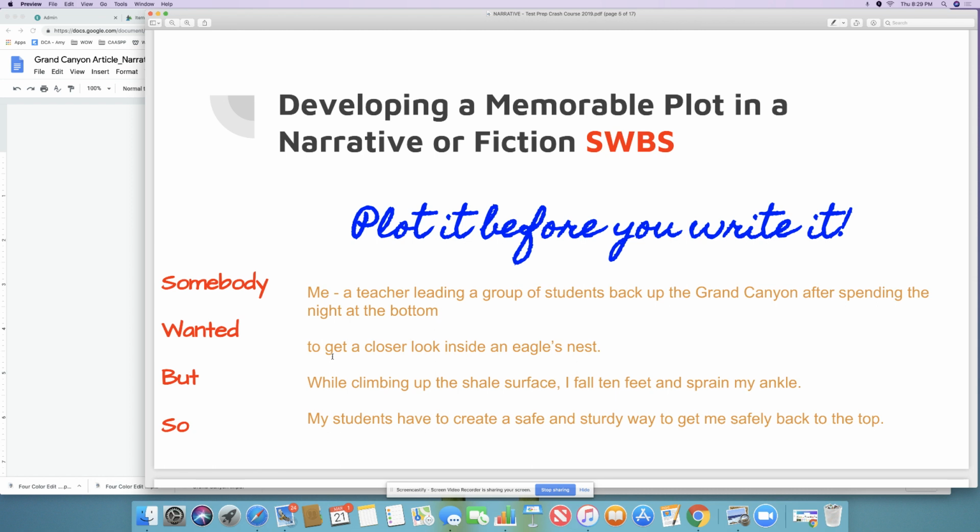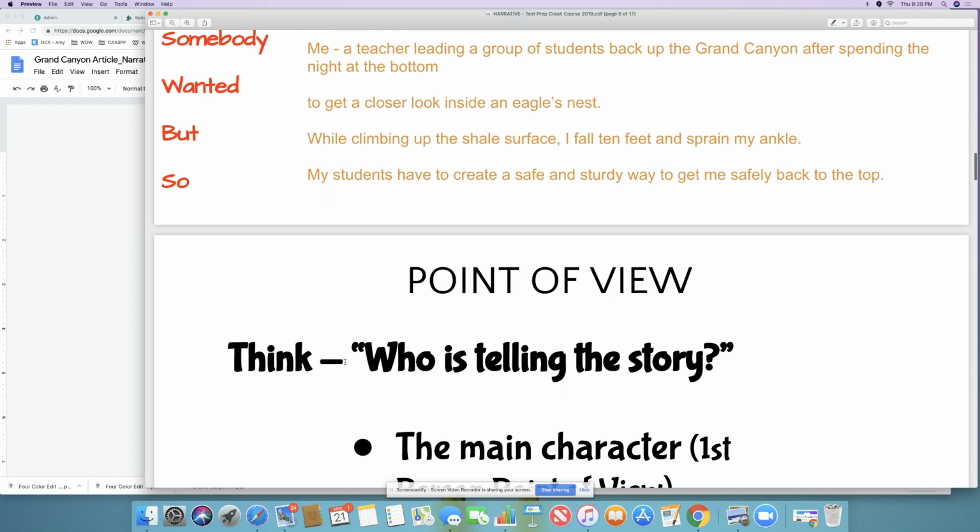So I'm going to start climbing that shale surface. See how I'm already pulling words from that? Excuse me. And I'm going to fall 10 feet. Oh no, and sprain my ankle. So what's going to happen then? My students are going to have to create a safe and sturdy way to get me safely back to the top. And there I have it. I have a whole story lined out in just a few sentences. I promise you, if you do this first, it makes writing the story so much easier. And I promise you, it makes the story better, makes it more interesting.